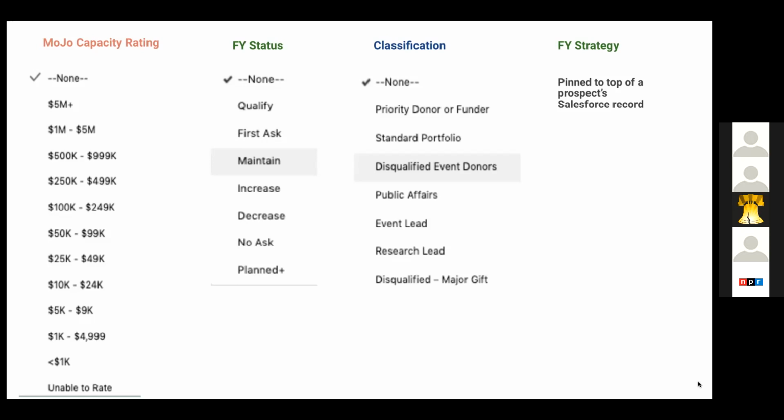The strategy. This is just a note and it's pinned to the top of every record. So you open a record of an assigned prospect in Salesforce for major gifts and you see the narrative strategy.